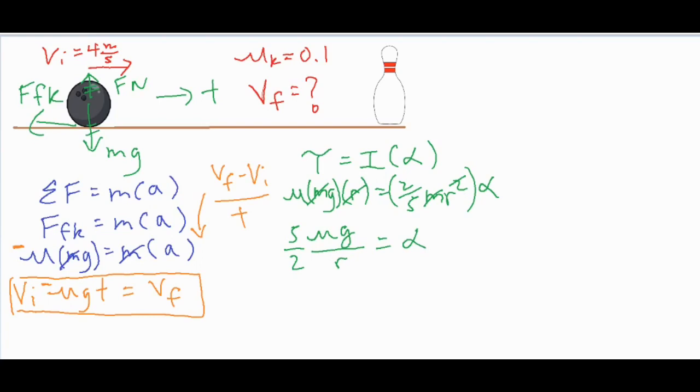Now we're going to do something similar to what we did in the previous part. We are going to do a substitution for the alpha: the omega final minus the omega initial over time equals our alpha. But initially there is no rotational velocity, but eventually it has some omega final. So if we are solving for the omega final, we just multiply both sides by t. So this will change to 5/2 mu gt, once we multiply both sides by t, still divided by r, and that is equal to omega final.